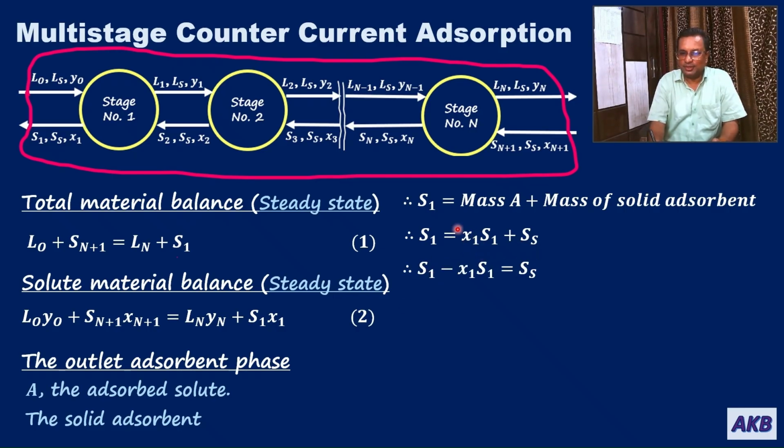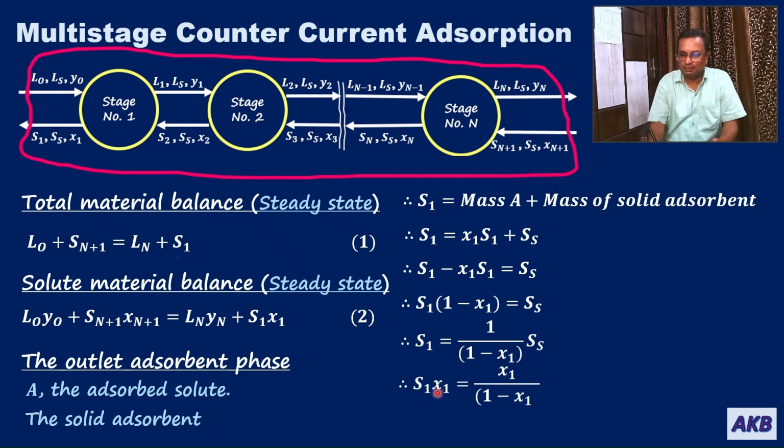So I can bring this term on this side. It will be S1 minus X1 into S1, that is equal to SS. And then S1 can be taken out as a common term. So it will be S1 into 1 minus X1, that is equal to SS. And that is, S1 will be equal to 1 upon 1 minus small x1 into SS.